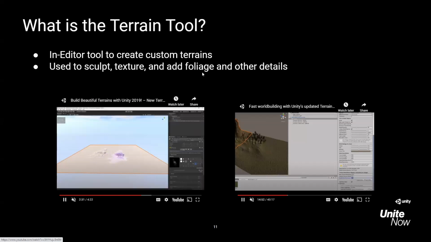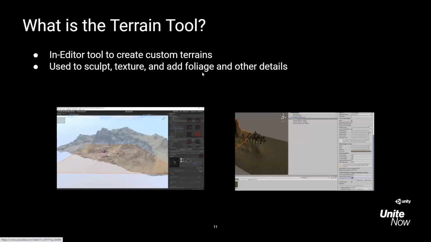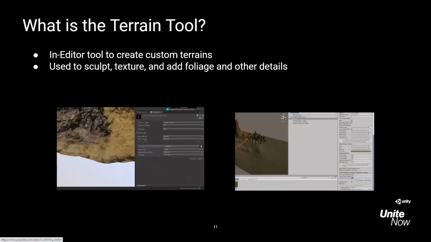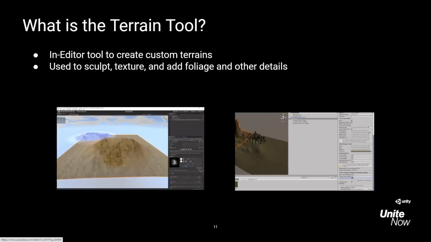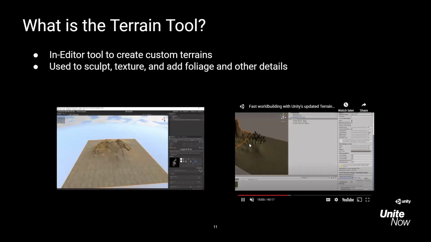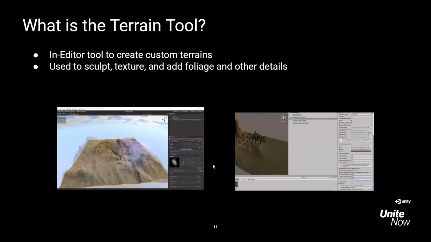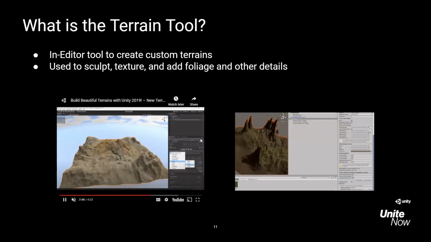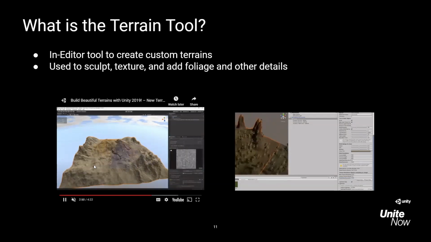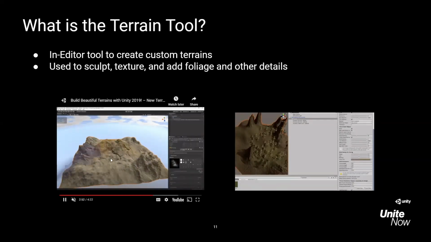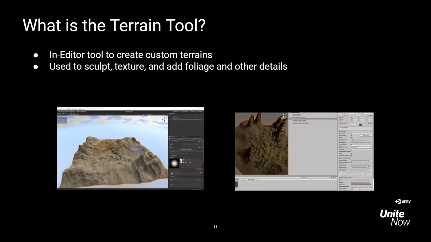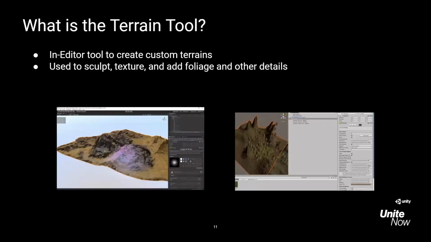All right, so what is the terrain tool? It is an in-editor tool that allows us to create custom environments. Again, you can see a few videos here. There's some good content on Unity's YouTube channel, so I encourage you to check those out. But just to give you a high-level overview, the terrain tool literally allows us to build custom outdoor environments. Again, we can sculpt, we can add textures, we can add foliage, as well as other details.